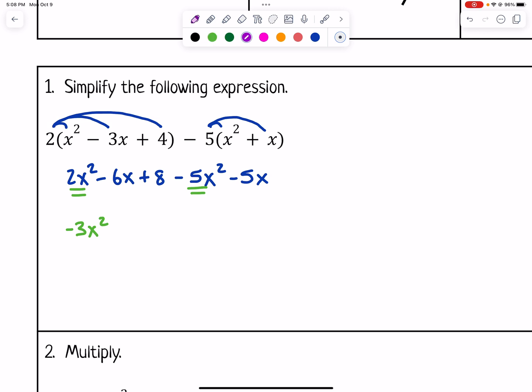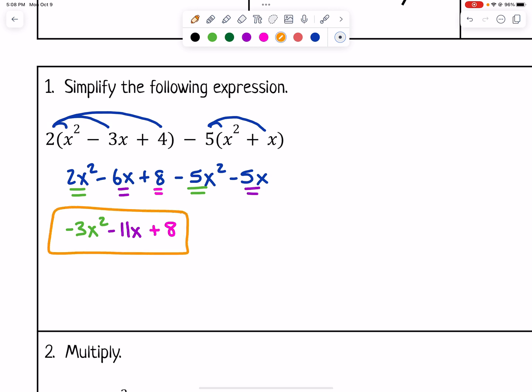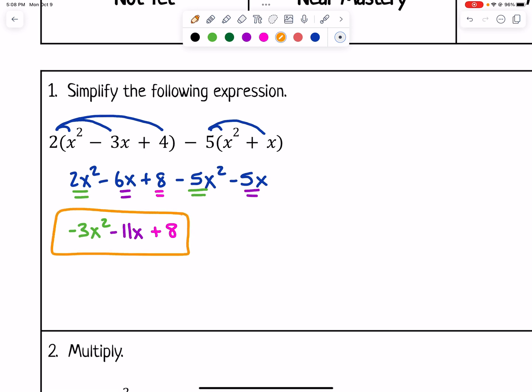So combine the numbers in the front, but leave the exponent the same on your variable. We're just combining them because they have matching variables and matching exponents on those variables. So the next term we will go with is negative 6x minus 5x. So negative 6 minus 5 is negative 11x. And then we have an 8 that doesn't go with anything else, so we'll just bring that down. So then that is our final answer, negative 3x squared minus 11x plus 8.